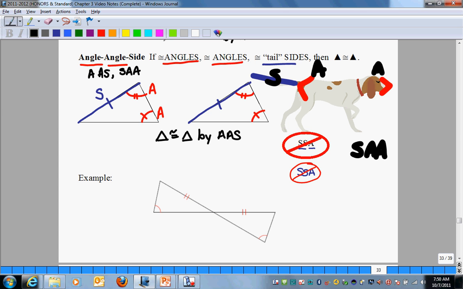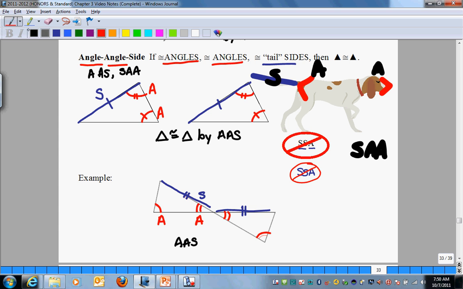Here's an example. Let's start by spotting and marking our freebies. We have here a pair of vertical angles, so we mark them and we put an A. Now sweep over your given other angle hatch marks. That's another pair of angles. Then we have a pair of sides here, so we put an S. This is the shortcut angle, angle, side. So the triangles are congruent.